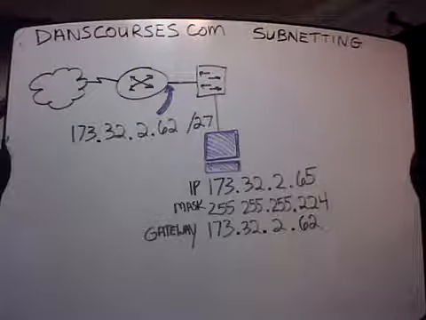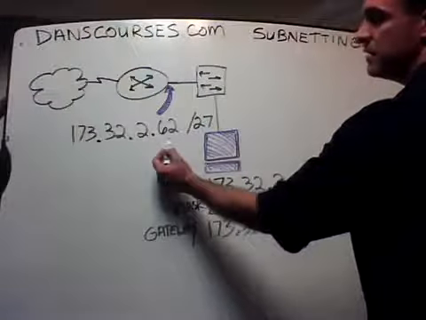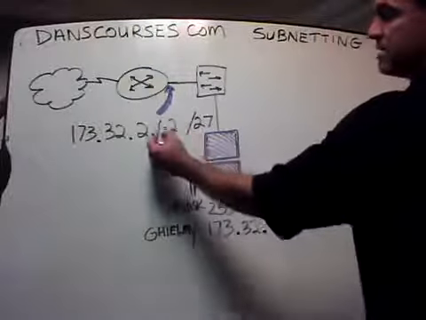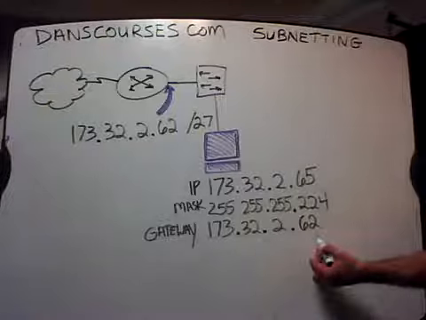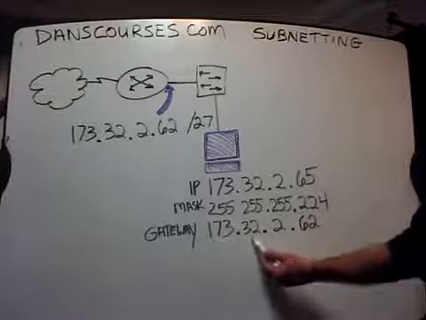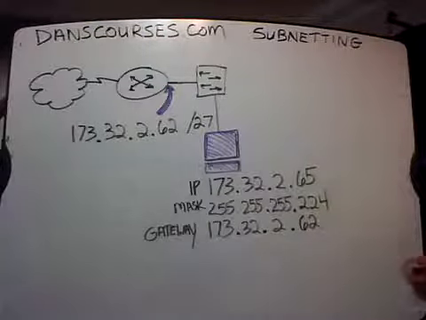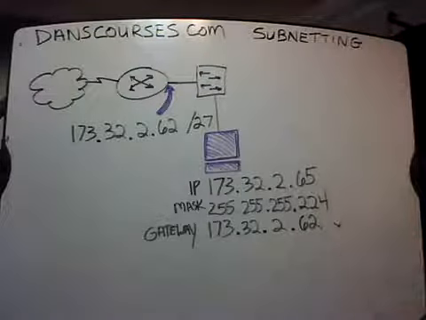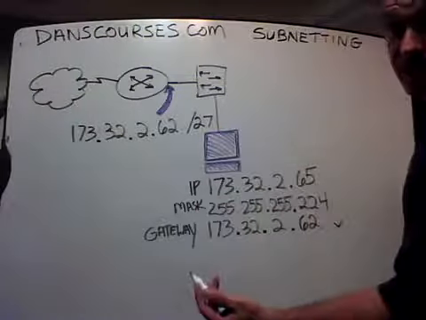First thing you look for is the obvious. The router's interface is 173.32.2.62. The router is the gateway. So, does the computer have the correct gateway? If you look right here, you'll see 173.32.2.62. So the gateway is correct. Check. Then here's another typical problem. What if the subnet masks don't match?